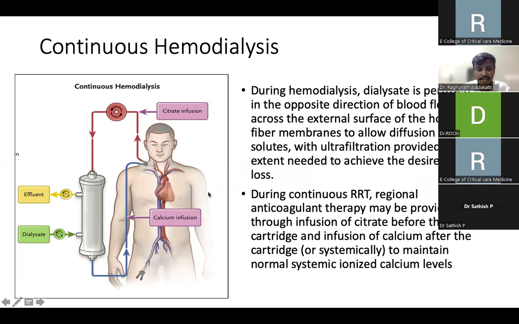During renal replacement therapy, regarding anticoagulation, I'll discuss it again. Anticoagulation is a must because clot formation should not happen in the circuits. Regional anticoagulation can be done, or systemic anticoagulation can be done, or no anticoagulation can be done. These are the three types. Here they use citrate as the anticoagulant, which may be provided before the cartridge, and infusion of calcium should be done after the cartridge, because citrate binds more and more calcium. Whenever you use citrate infusion, calcium infusion post filter is to be used. That we discussed again.